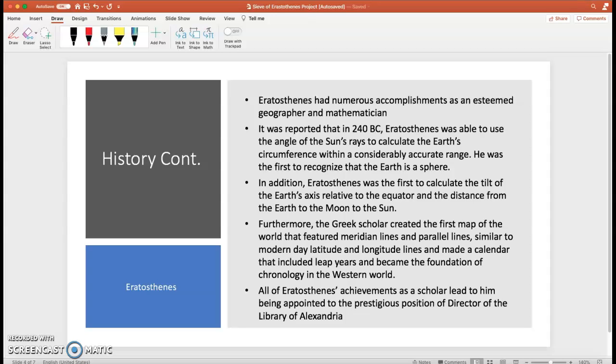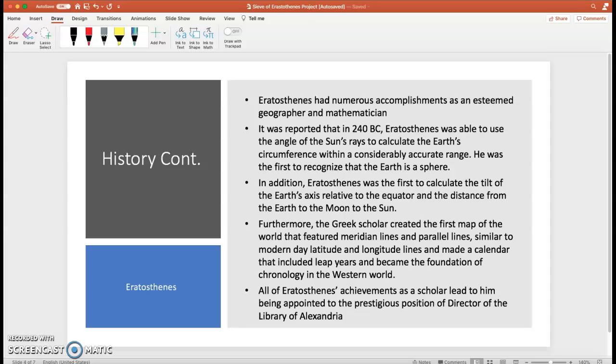In 240 BC, he was able to use the angle of the sun's rays to calculate the Earth's circumference within a considerably accurate range. This was a huge impact on the math world back then, considering the amount of human intellect there was. He was the first to also recognize that the Earth is a sphere. In addition, he was the first to calculate the tilt of the Earth's axis relative to the equator and the distance from the Earth to the moon to the sun.